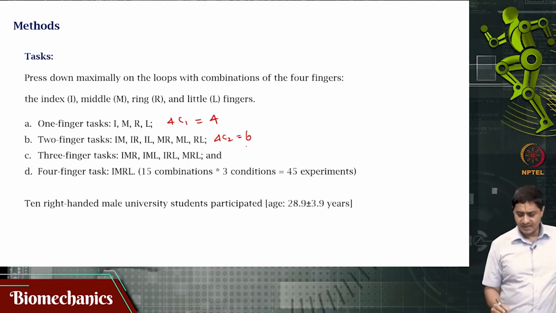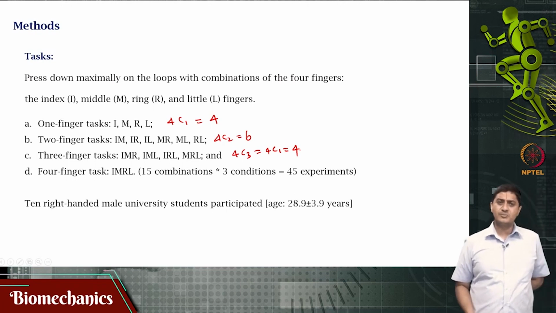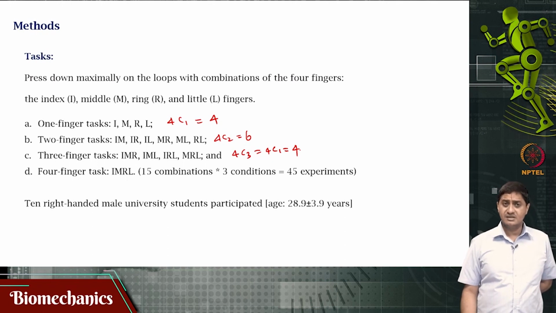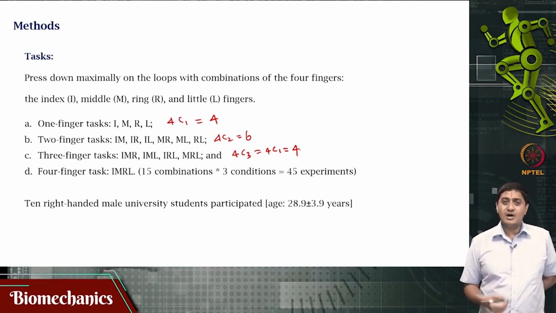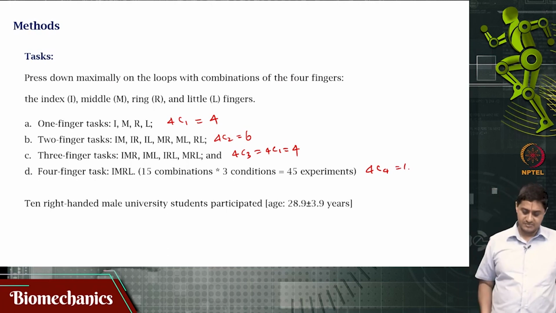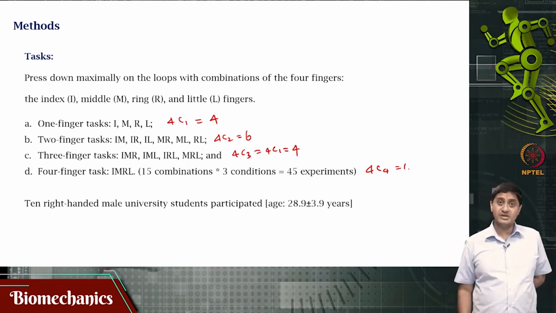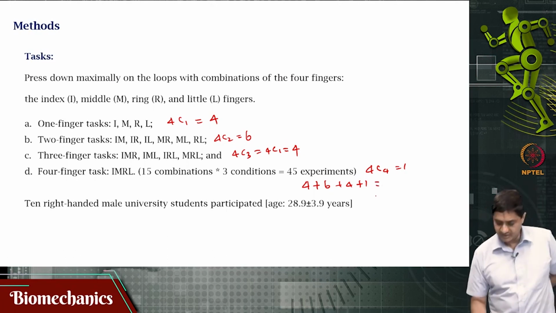Okay. Then I can have 3 finger tasks, that is 4 choose 3, but that is the same as 4 choose 1, is it not? Which is 4. What are the 4 possibilities of 3 finger tasks? Index middle ring, index middle little, index ring little, and middle ring little. Then if I use all the 4 fingers, I have 4 choose 4, which is exactly 1. So how many different conditions do I have? That is 4 plus 6 plus 4 plus 1 is equal to 15 different conditions.